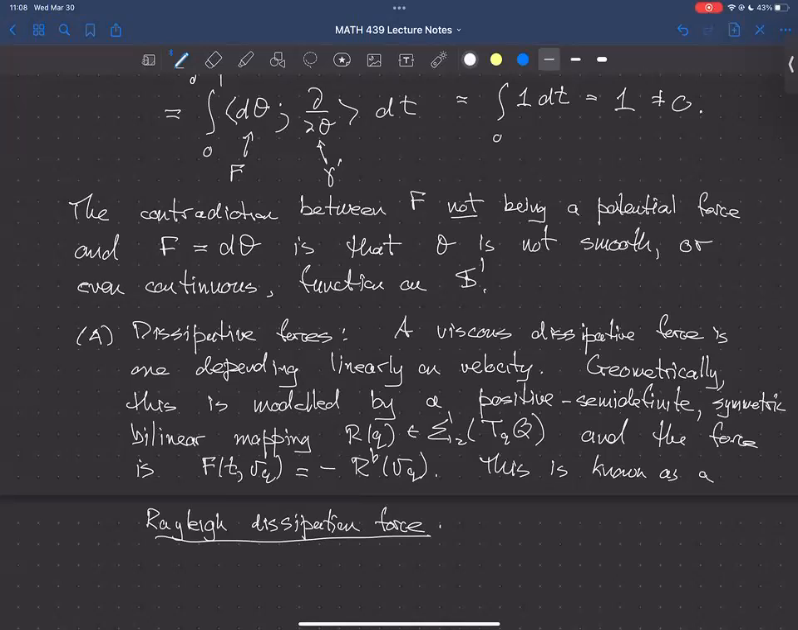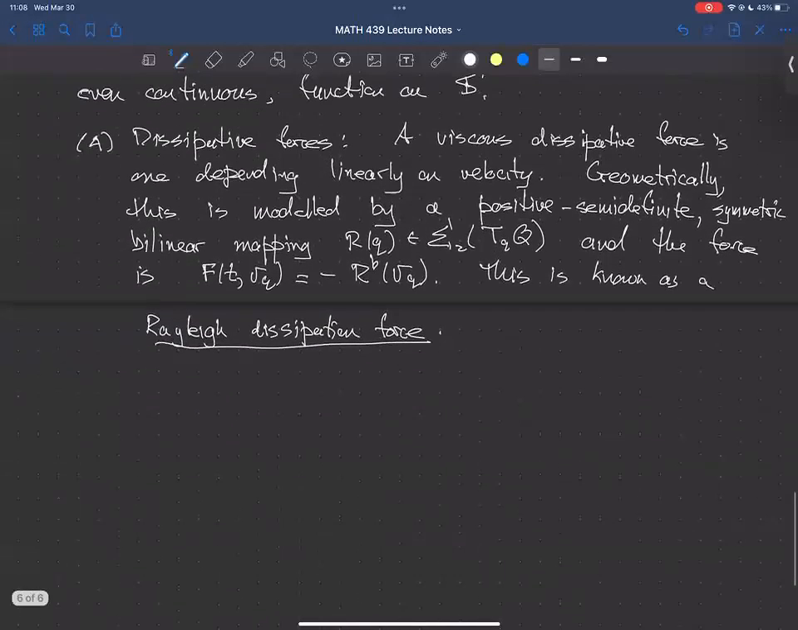All right, good. Those are the kinds of forces that I'll define. We talked a little bit about potential forces. I'm going to show you why dissipative forces are called dissipative forces. The reason is that they dissipate energy. So that requires us to talk about energy.